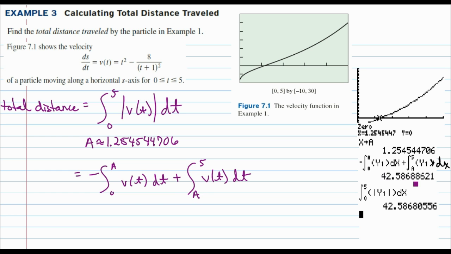Now I did use the calculator for the rest of it, and I found that it was about 42.587 units, which does make sense. This little area under here would be 3.793. Of course, we're making that positive. And then this here is 38.793. And then I checked it with a quick overall absolute value of what I had typed into Y1.